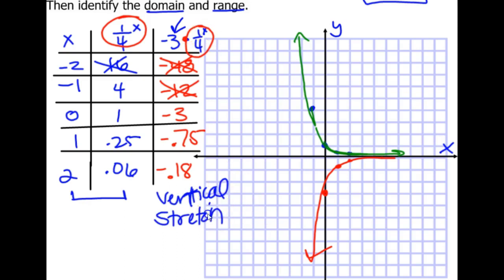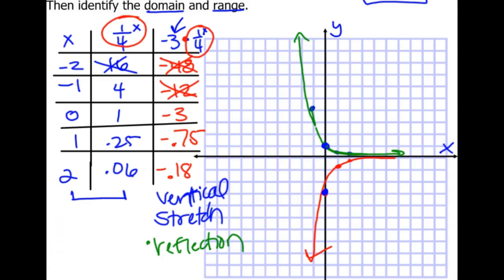Because it's bigger than 1. It's moved away from the x-axis here at 0. This one's only at 1, this one's at 3. And it's also flipped over the x-axis, it's on the other side, which we call a reflection. So reminder that if this was a shrink, your graph would be closer, like between 0 and 1. If you have questions about that, please let me know.